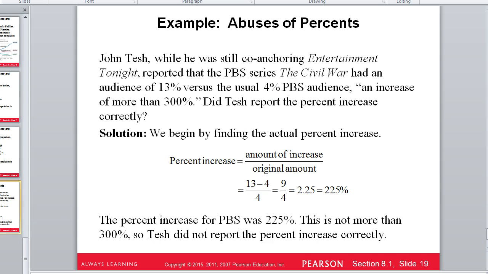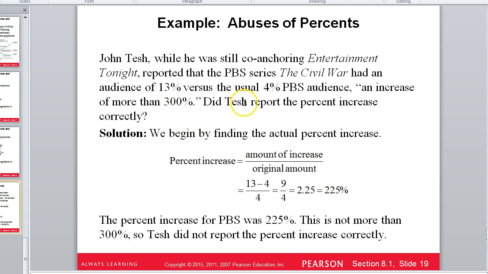All right, here's an abuse of a percent. So John Tesh, when he was on Entertainment Tonight, it's been a while back, he reported that the PBS series The Civil War had an audience increase of 13% versus the usual 4% audience. So he says that was an increase of more than 300%. So did he report that correctly?